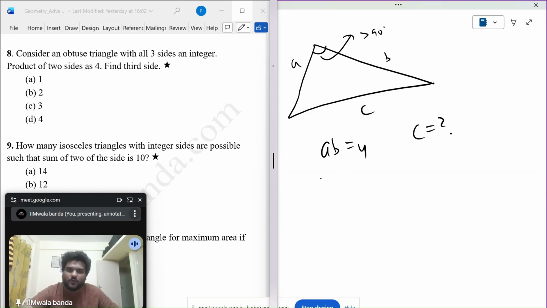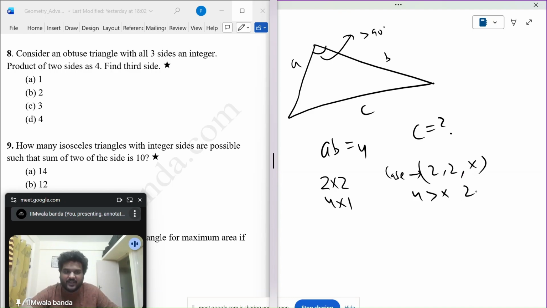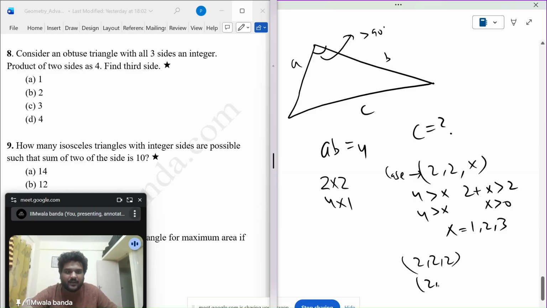Product of 2 sides is 4. I say it can be 2 into 2 because these are integers, or it can be 4 into 1. Let's say case 1 where it is 2 and 2, and the third side, I don't know, let it be x. Sum of 2 sides is always greater than the third side. So 2 plus x should be greater than 2. x should be greater than 0. x should be less than 4. So x can be 1, 2, or 3. So basically it can be an equilateral triangle. It can be this. It can be this. These are the 3 possibilities.